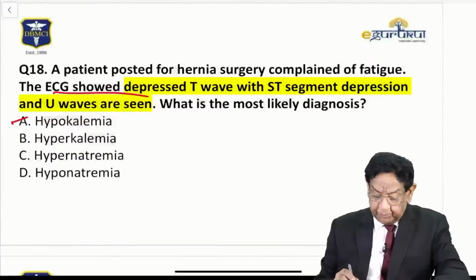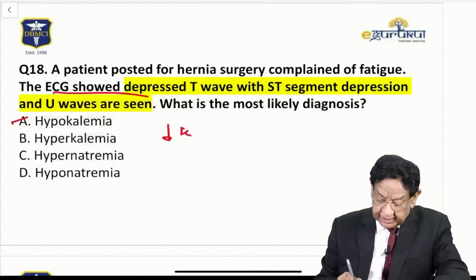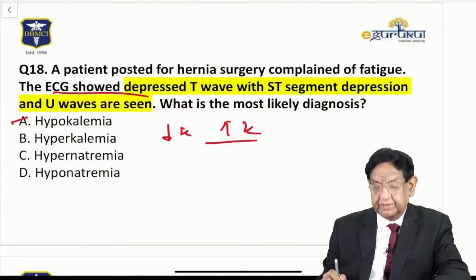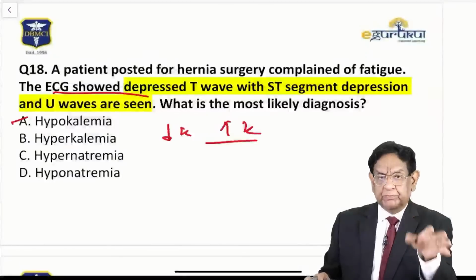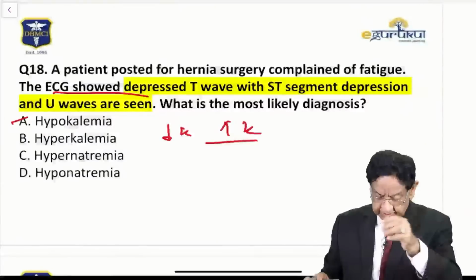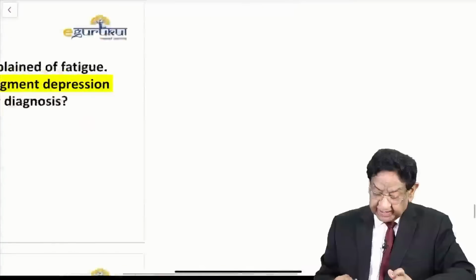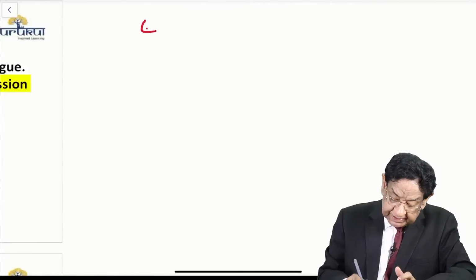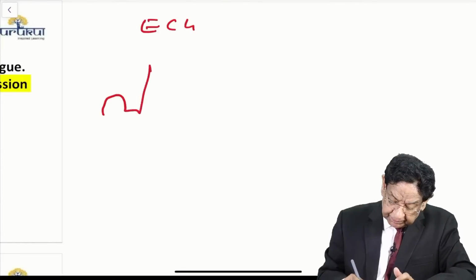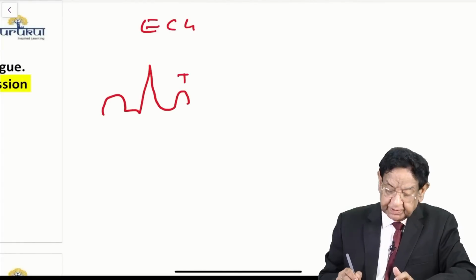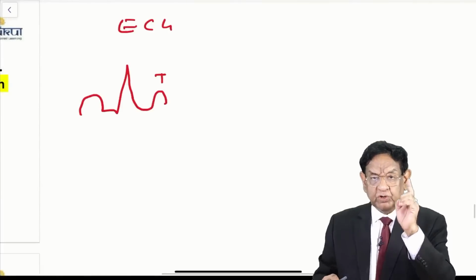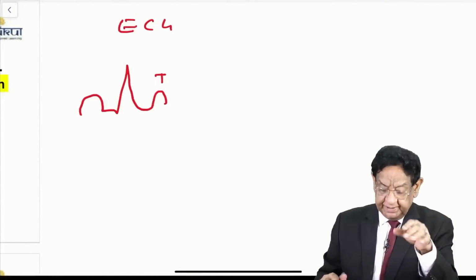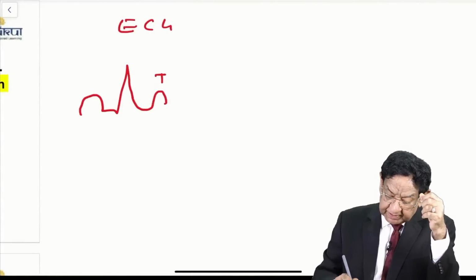ECG findings of hypokalemia and hyperkalemia are very, very important. Universal, in fact: from electrolytes, sodium and potassium, two or three questions always come. So let's talk about the ECG findings in hypokalemia. This is a normal finding, the T wave. When hypokalemia starts, I request you not to write till I say stop writing.